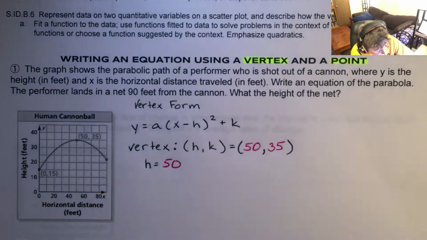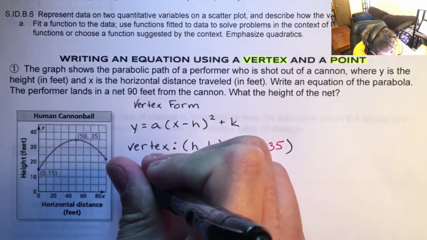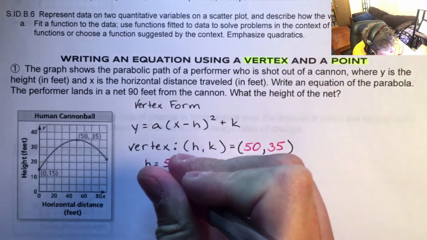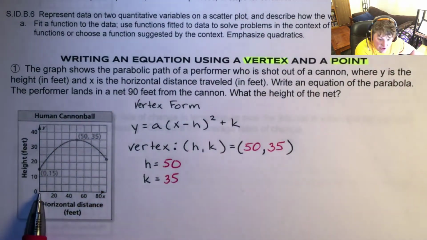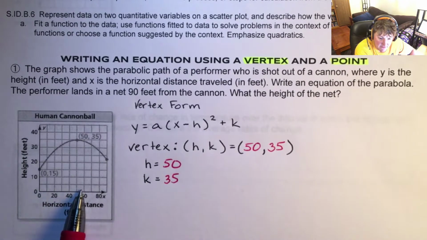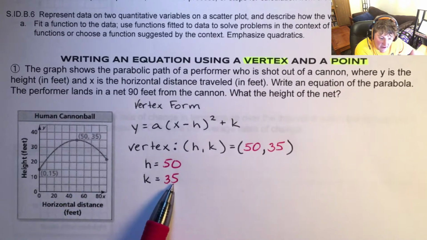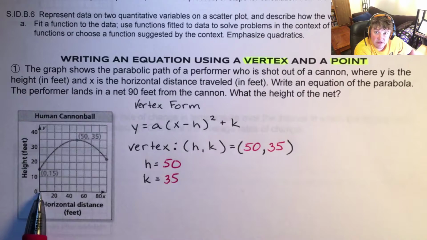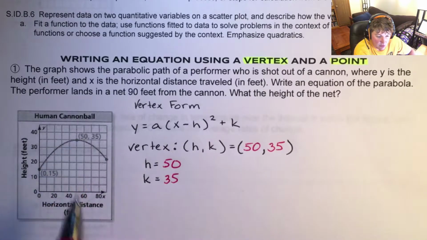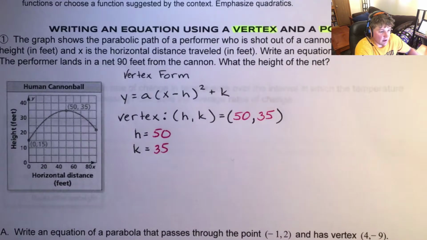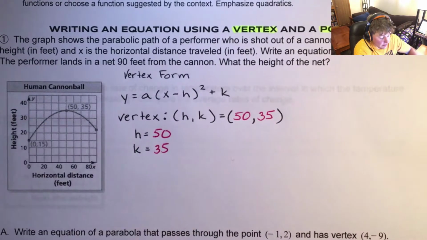And what's my k value? 35. Okay, and this makes sense, right? Here's 0, 0. My h value is positive 50, so that means it's been moved to the right 50 units. K value is positive, that means it's been lifted up 35, all relative to 0, 0. And that's very consistent with what we have. So, right there's a bunch of bits of information to go ahead and plug into the equation.